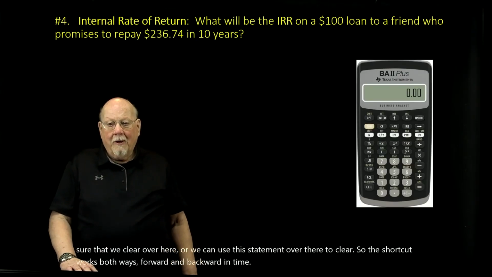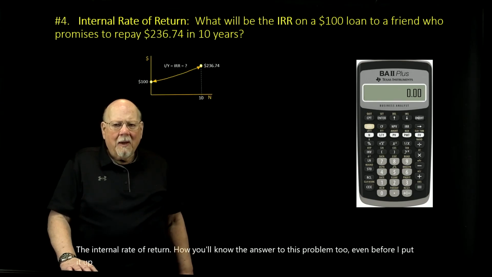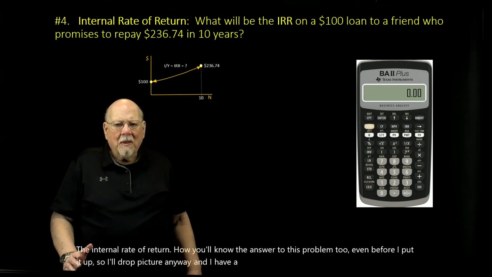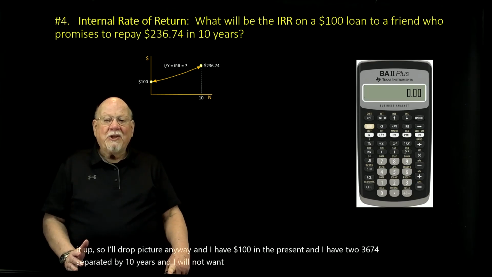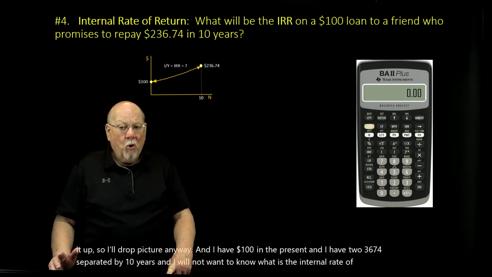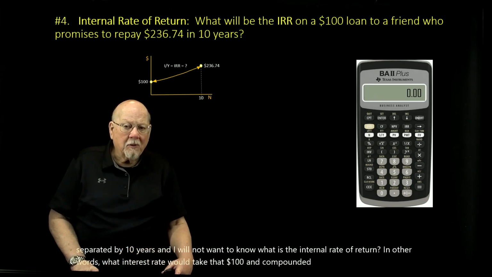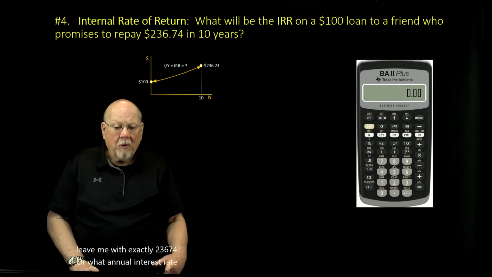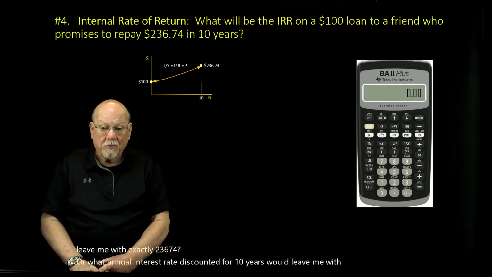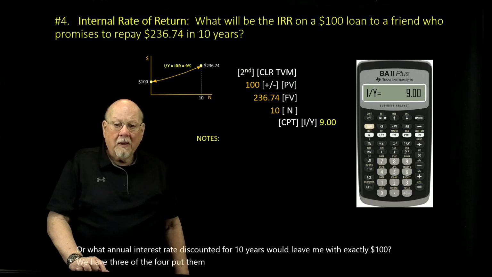The internal rate of return. Now, you'll know the answer to this problem too, even before I put it up. So I'll draw a picture anyway, and I have $100 in the present, and I have $236.74 separated by 10 years. And I want to know what is the internal rate of return. In other words, what interest rate would take that $100 and compound it annually for 10 years and leave me with exactly $236.74, or what annual interest rate discounted for 10 years would leave me with exactly $100. Well, we have 3 of the 4. Put them in. The answer is going to be 9%.